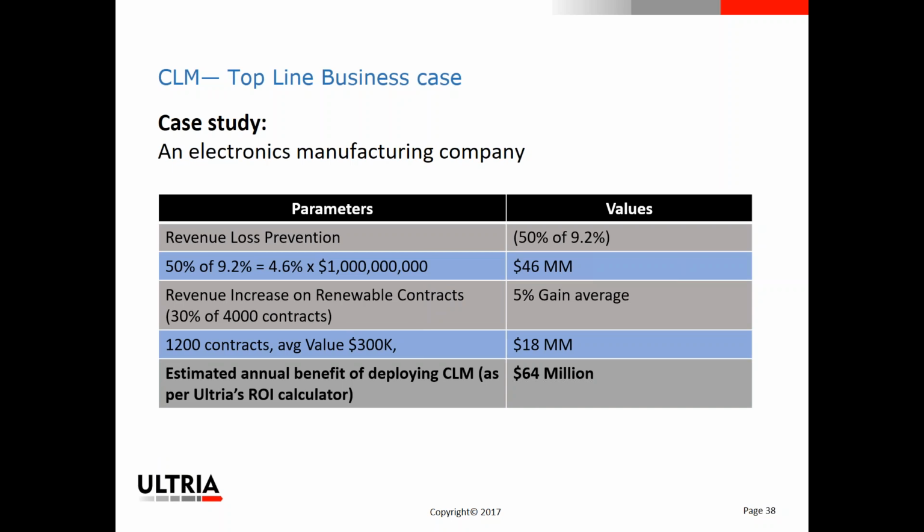So if I'm looking at broad strokes numbers, taking the IACCM 9.2%, this tells me if I've got a 50% recovery rate against 9.2% revenue loss, I might have a target goal of saving $46 million. If I want to go after this in terms of renewal management, I've got 4,000 active contracts, 30% of those are renewable. We know that there's a 5% gain on average for each renewable contract, and I've got a $300,000 average contract value. So 1,200 contracts, average contract value of $300,000 with a 5% revenue gain yields me $18 million in savings.